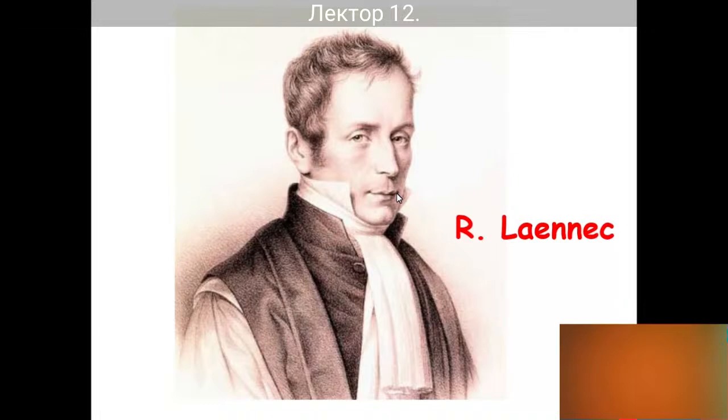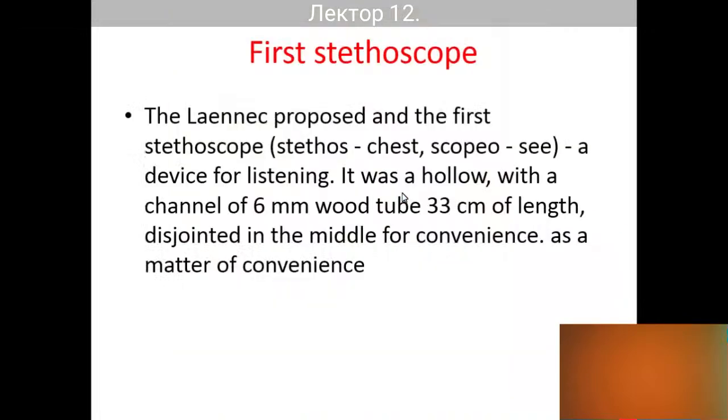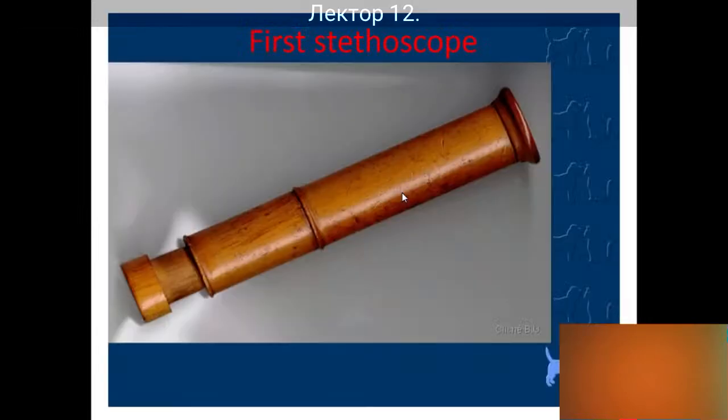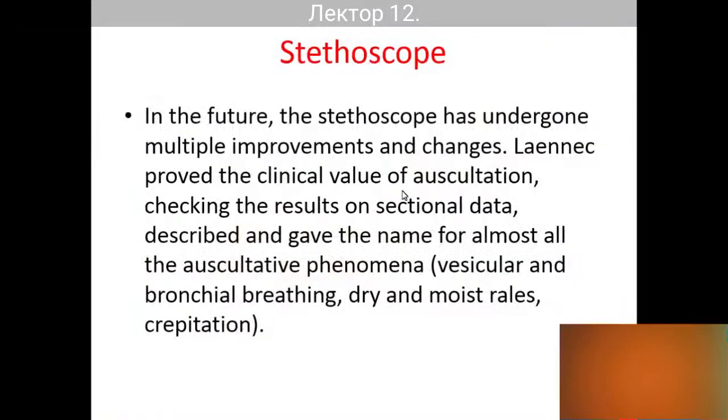Laennec proposed the first stethoscope, from stethos, chest, and scope, to look. This is a device for listening. It was a wooden tube 33 cm long, hollow with a channel of 6 mm, which was separated in the middle for convenience. In the future, the stethoscope has undergone multiple improvements and changes.